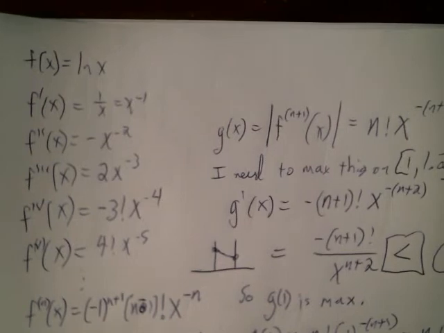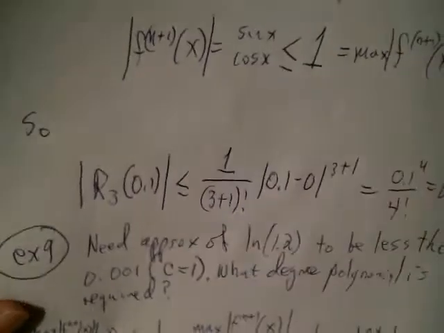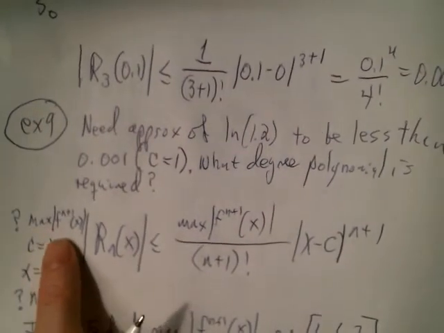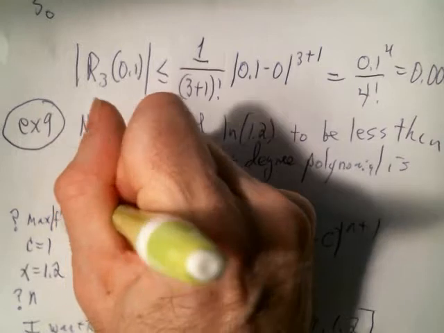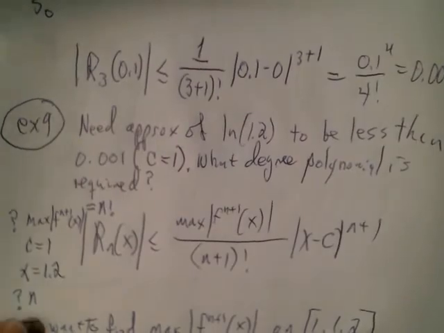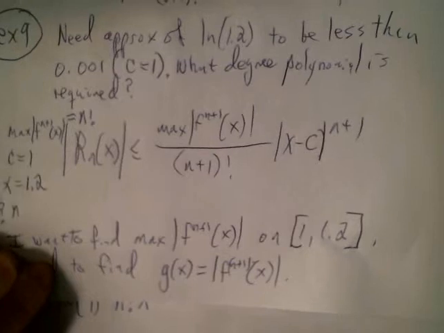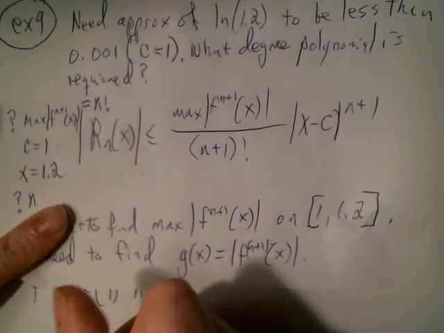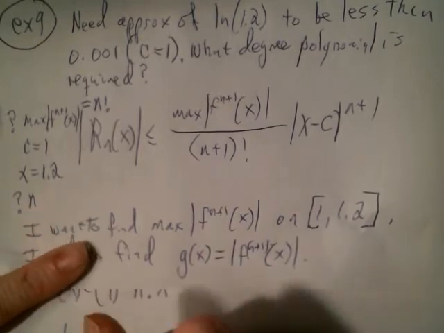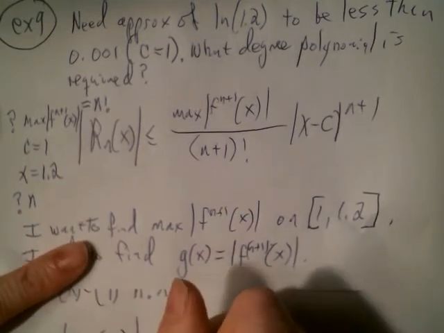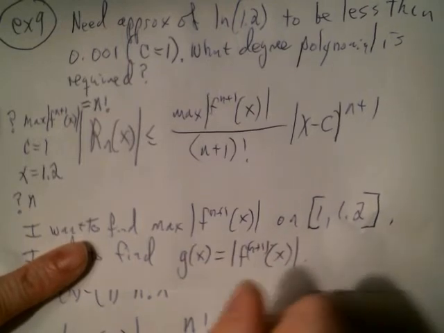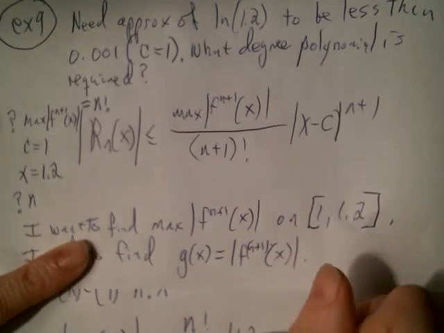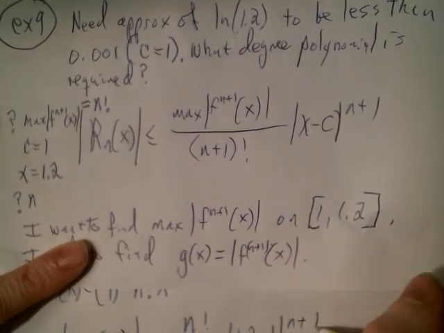Yay! Okay, so I've got basically all I need for this to pan out now. I've cleared this part up. This is actually equal to n factorial. So I go back to my remainder function. I have the absolute value of r sub n of 1.2, and that's going to be less than or equal to n factorial all over n plus 1 factorial times 1.2 minus 1 to the n plus 1.